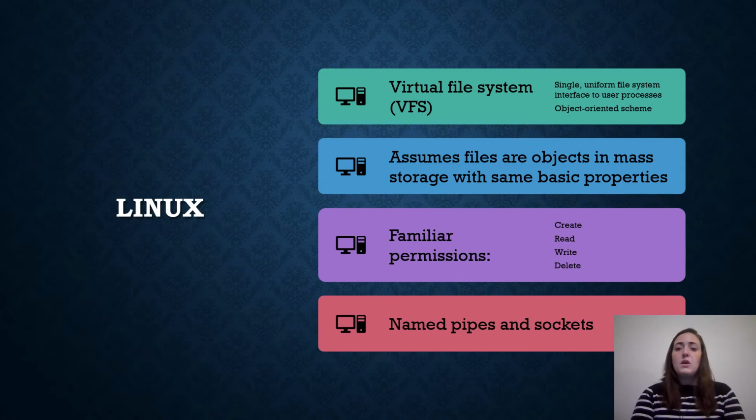All objects, or assumed files, are objects in mass storage with the same basic properties. There are familiar operations with create, read, write, and delete. Additionally, within Linux, we have named pipes and sockets. A named pipe acts more or less like sockets and forms a way for processes to communicate with each other without using network socket semantics. Sockets are special file types similar to TCP/IP sockets and networking, providing inter-process networking protected by the file system's access control.